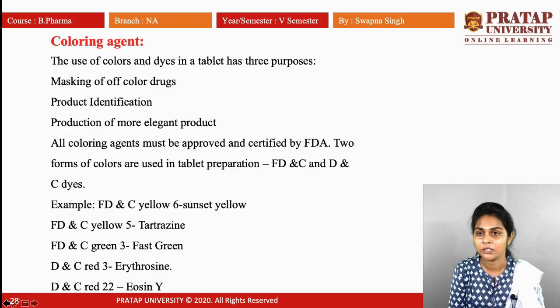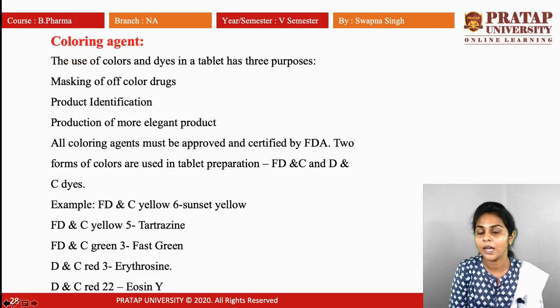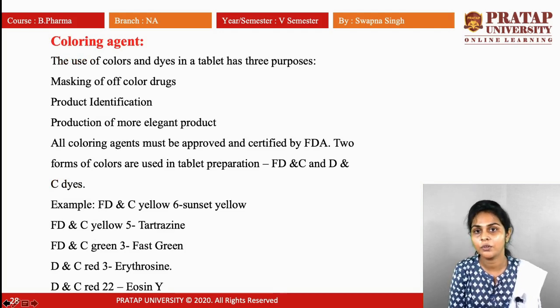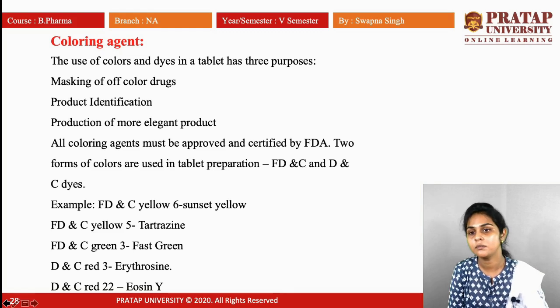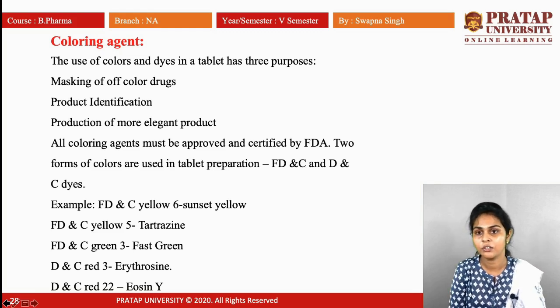Next is coloring agent. Some colors or dyes are also used in the tablet formulation for three purposes. First one is masking of off-color drugs. Second is product identification. Third is production of a more elegant product. So these are the three main reasons for using coloring agents.